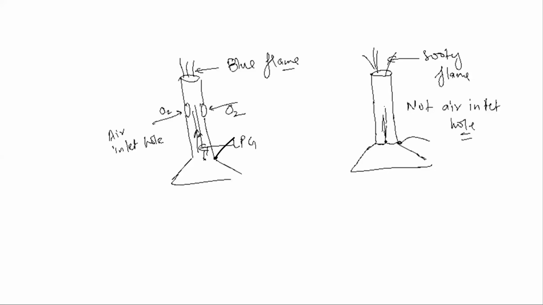But if there are no air inlet holes present, or if the air inlet holes are choked, then this will start burning with a sooty flame, because this time the oxygen is not completely mixed. Same thing happens if the air inlet holes are present but get choked or blocked for some reason. The oxygen is not mixing. So in an insufficient supply of oxygen, saturated hydrocarbon can burn with a sooty flame.